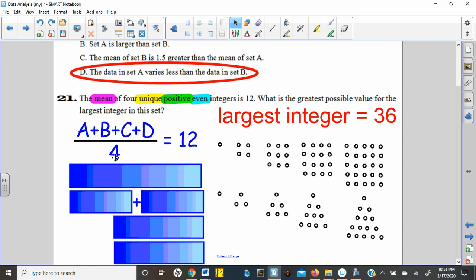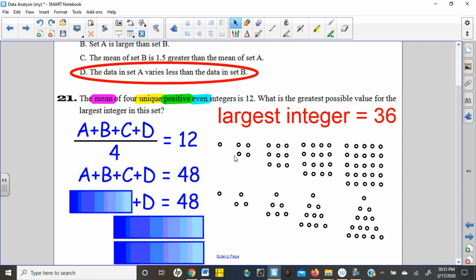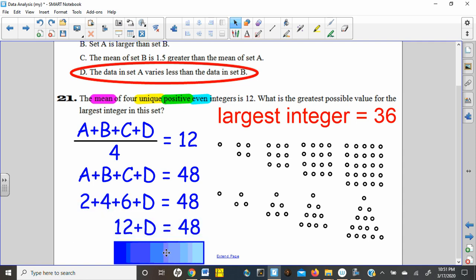Now, I could quite easily multiply by 4 and make it a little bit easier here. But if I want to know the greatest possible value for one of these, the best way of attacking that is to know which are the 3 smallest possible values. So the way that D could be the biggest is if A, B, and C were the absolute smallest. You can't use 0 because it's not positive. So the 3 smallest even positive numbers are 2 and 4 and 6. And once you know that, it's pretty simple to subtract 12 and get 36. That's the answer.